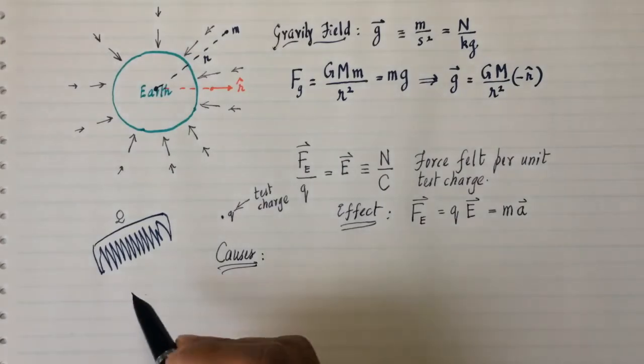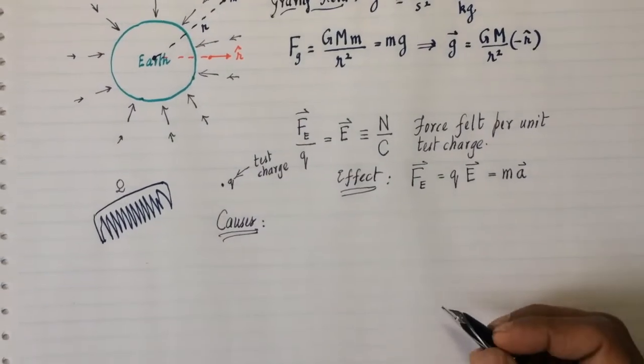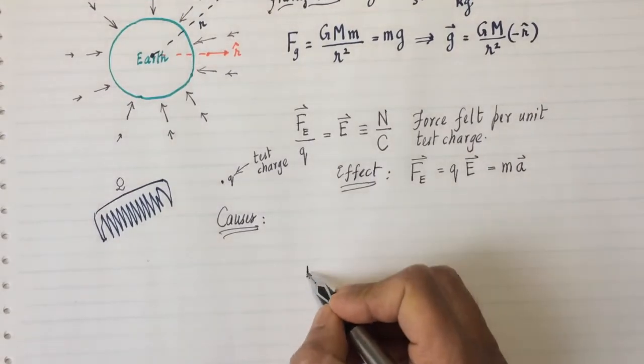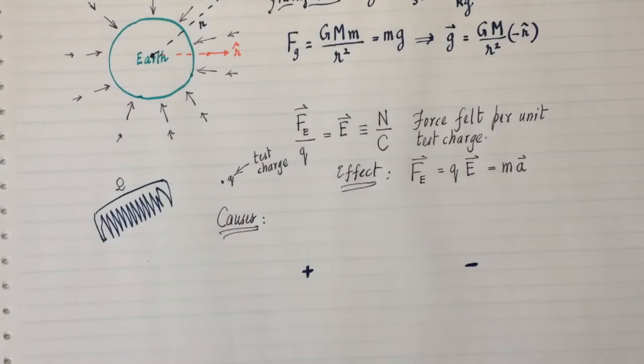So of course we're not going to consider anything like the comb, it's too complicated. So we'll start by asking simple things. The simplest example of a cause is a point charge. So if you have a point charge like a plus or a minus, how would the electric field look?